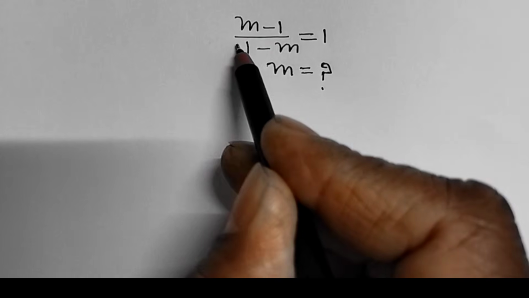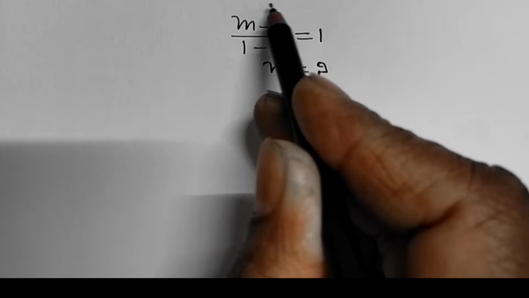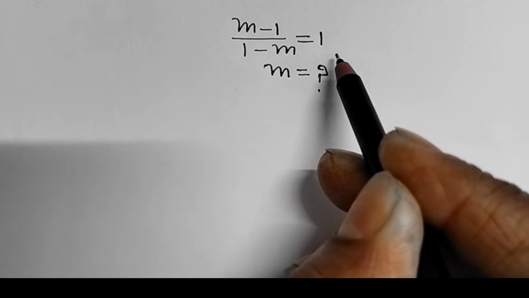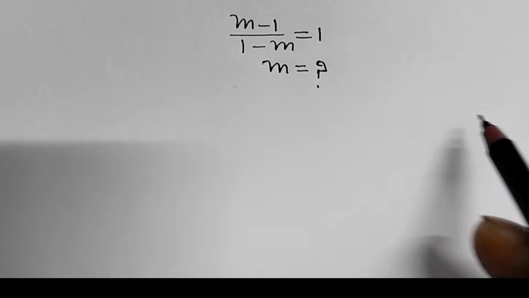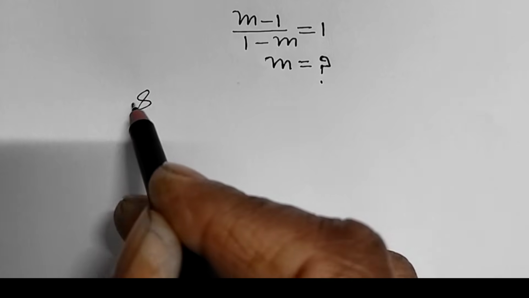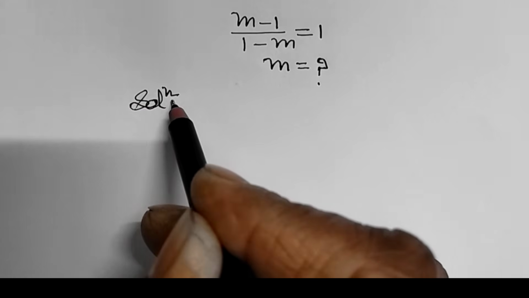(m minus 1) all over (1 minus m) equal to 1. This is our given equation. We will have to find the value of m. How to find the value of m? Let's see the solution.